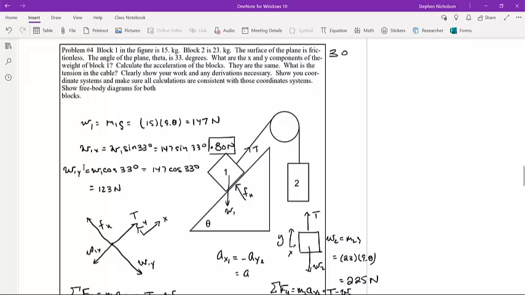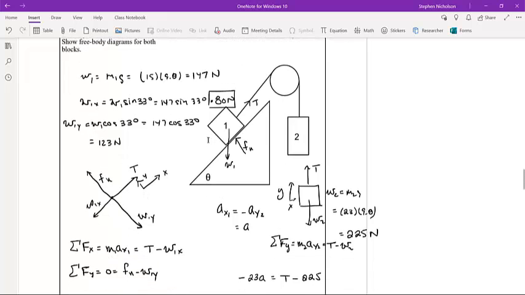Then you have the x and y components. The x component is the weight times the sine of the angle. The y component is the weight times the cosine of the angle. So those are the two components. W sub x is 80, w sub y is 123. Now, on this sliding mass going this direction, I've got two forces in the y direction. The normal force and the y component of the weight. Those are equal to each other because there's no acceleration in the y direction. So that's represented by this equation down here, the sum of the forces in the y direction.